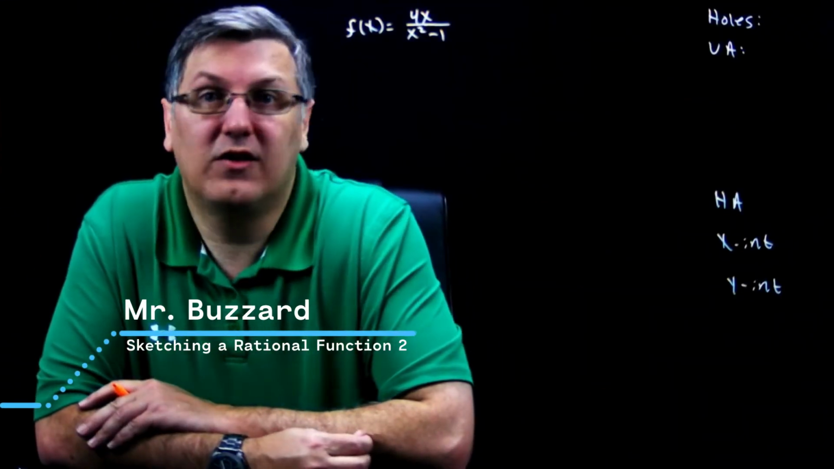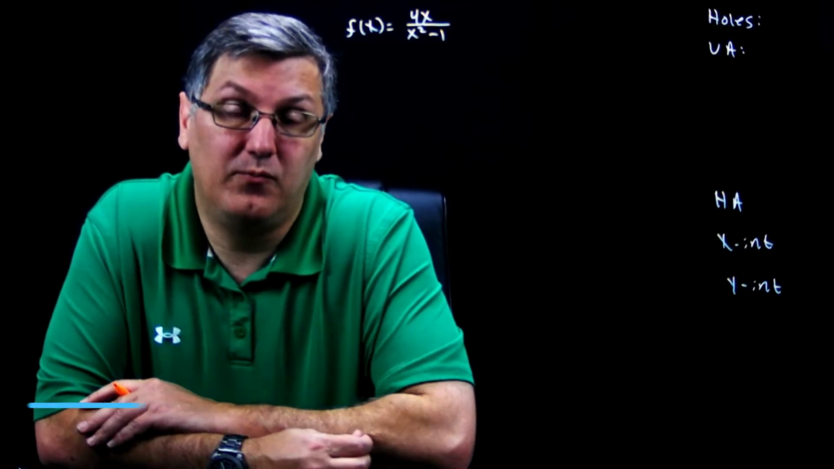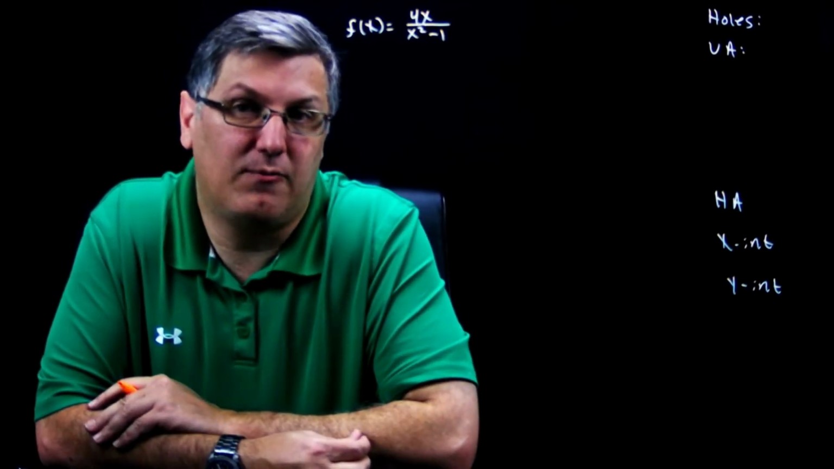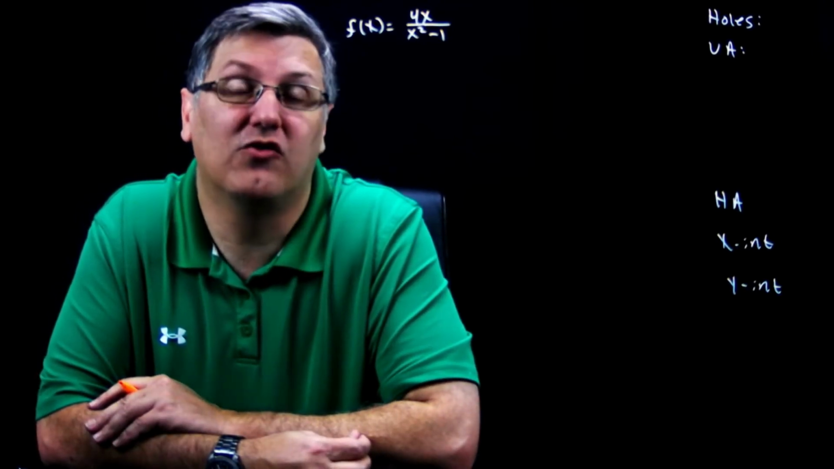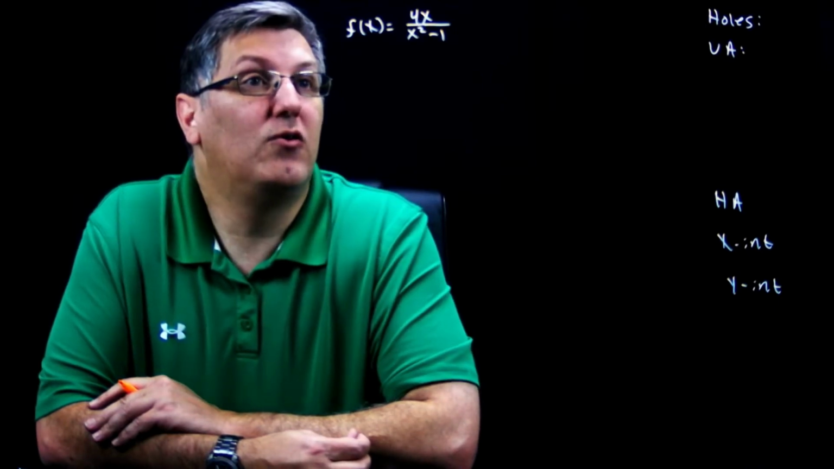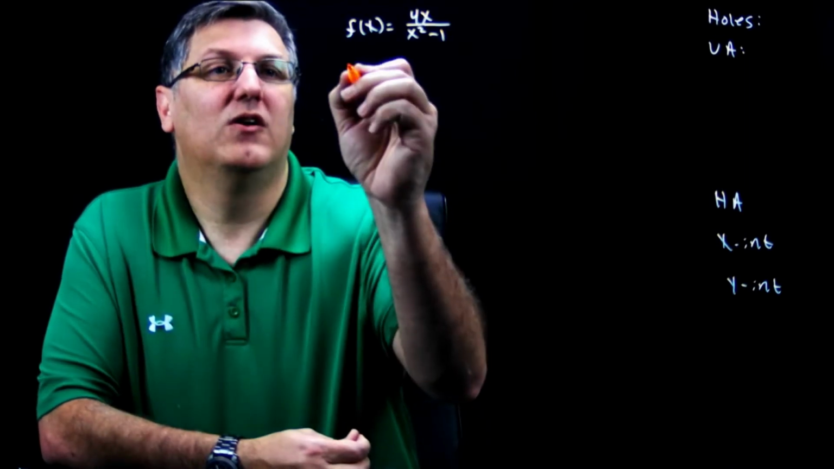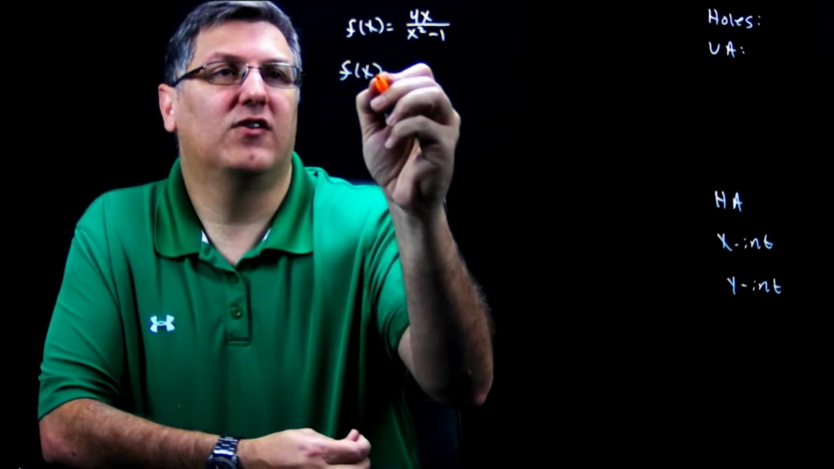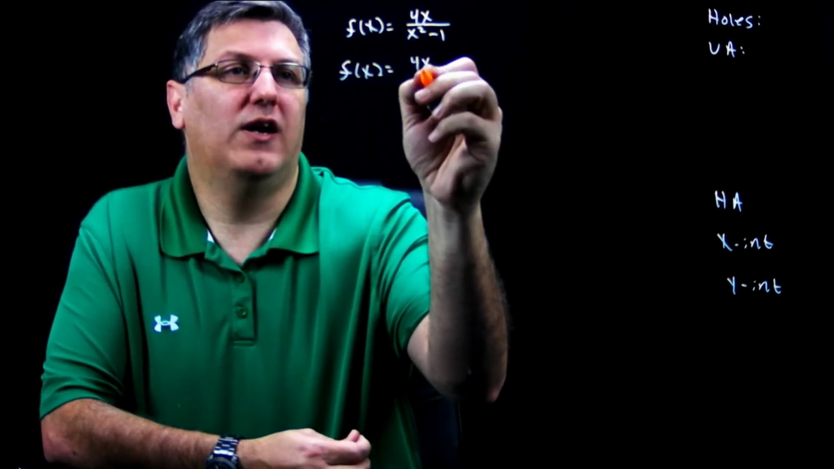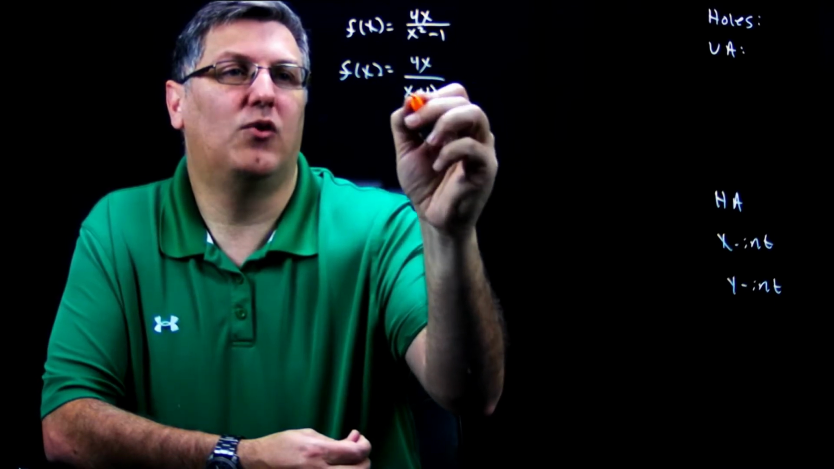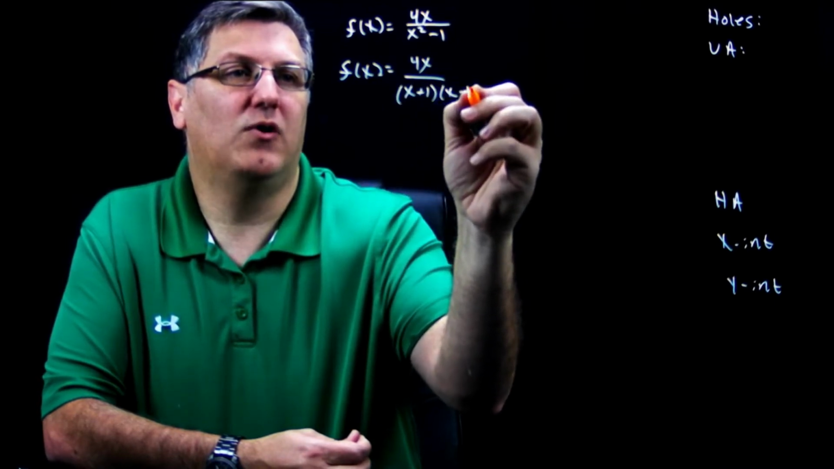All right, let's look at how to sketch another one. This one's going to look a little different than the other graph, but we're going to go through these same procedures. So step one, factor everything. I'm going to have f of x equals 4x over x squared minus 1.